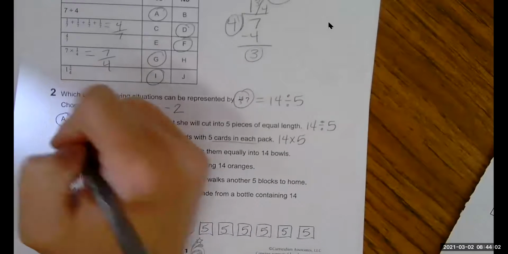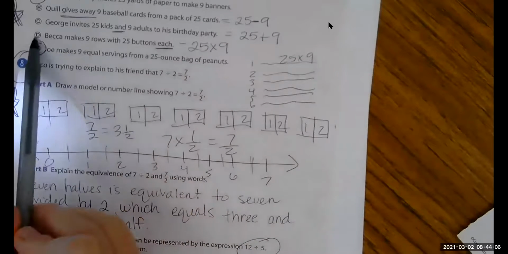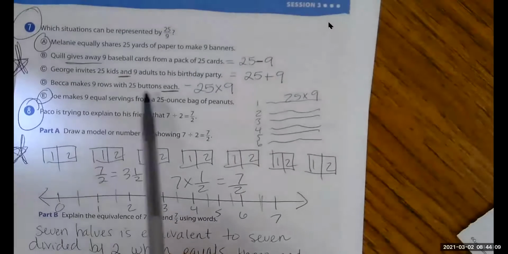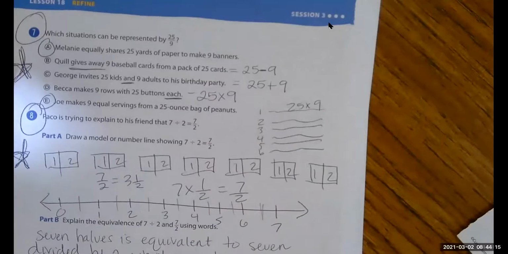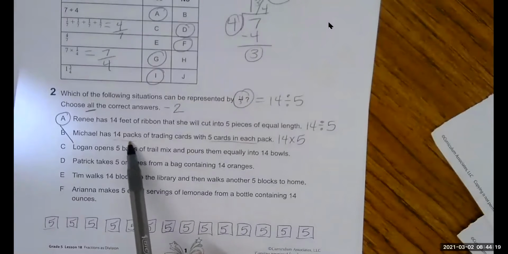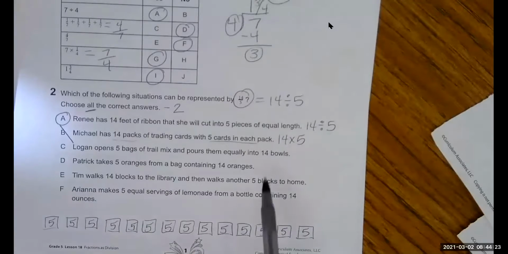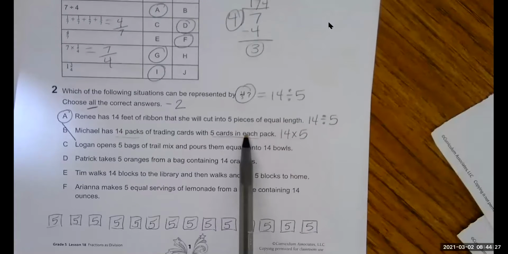Okay. This is just like some of you thought on the review that D was correct. 9 rows with 25 buttons in each row is 25, 25, 25, 25, 25, 9 times. That's a multiplication problem. Same with these trading cards. If you have 14 packs with 5 in each pack, that's 5, 10, 15, 20. That's a multiplication problem. So be careful. Just because you see each doesn't make it division. This is multiplication.